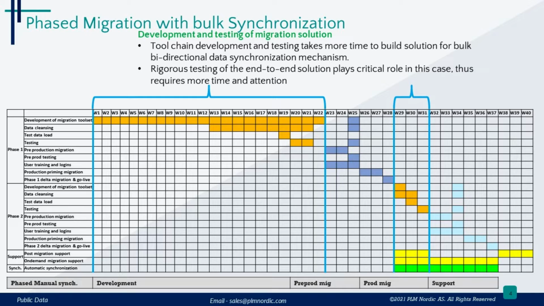During the creation and testing of the tool chain for achieving bulk bidirectional data synchronization, we enter a phase that demands time and attention. Developing a mechanism capable of effectively managing the simultaneous transfer of substantial data in both directions requires meticulous effort. In this context, rigorous testing of the entire solution becomes crucial. The aim is to ensure the seamless operation of the bulk synchronization mechanism and its ability to handle the complexities of the migration process. While this testing approach is time-intensive, it is fundamental for the success of the implementation.